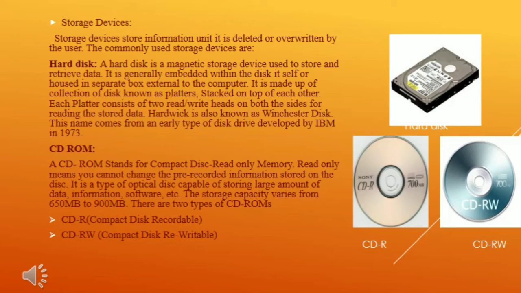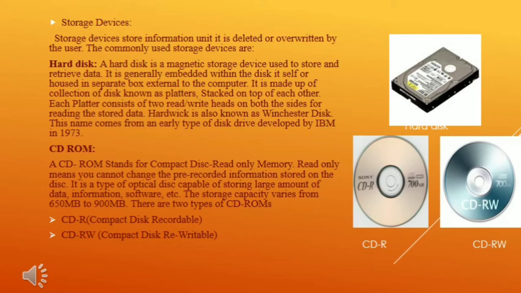CD-ROM. CD-ROM stands for compact disk read-only memory. Read-only means you cannot change the preloaded or pre-recorded information stored on the disk. It is a type of optical disk capable of storing large amounts of data, information, software, etc. The storage capacity varies from 650 MB to 900 MB. MB means what? Megabytes. The speed of CD-ROM drive is called data transfer rate and is measured in kilobytes per second.